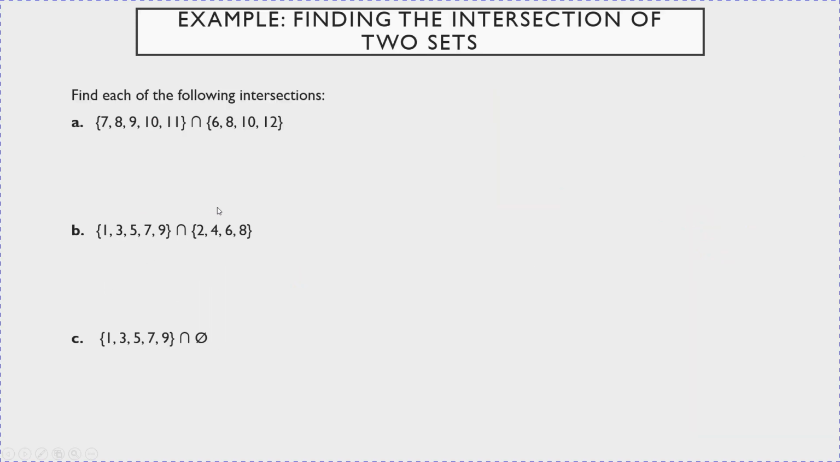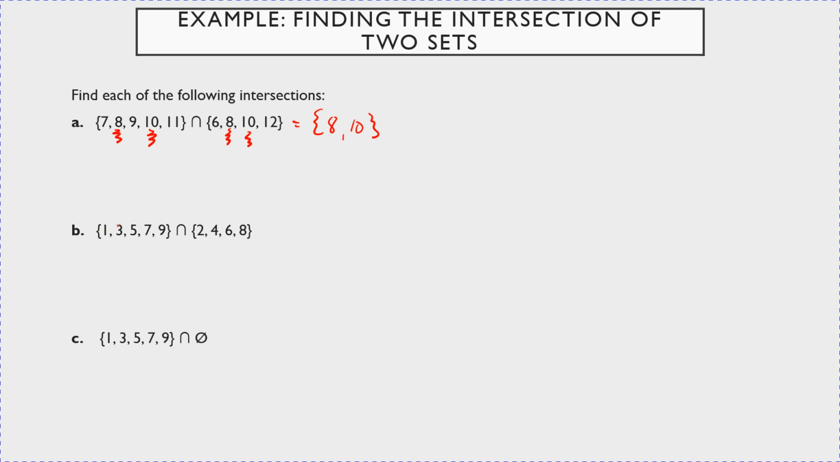All right, let's do some more examples. For each of the following, let's find their intersections. I'm taking the set 7, 8, 9, 10, 11 and intersecting it with 6, 8, 10, and 12. Well, what do they have in common? Do you see how they both have an 8 and 10? So their intersection is just the set of the numbers 8 and 10.